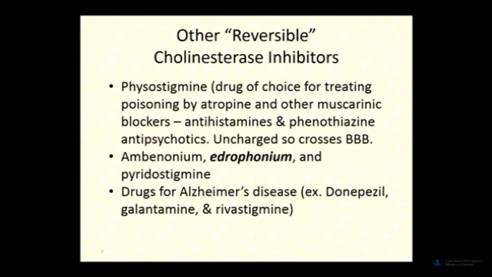Other reversible cholinesterase inhibitors include physostigmine, which is the drug of choice for treating poisoning by atropine and other muscarinic blockers. It can also treat the excess anticholinergic effects of drugs like antihistamines and certain antipsychotics. The drug is uncharged, so it can cross the blood-brain barrier. We talked last time about patients taking multiple drugs that have anticholinergic effects and having that constellation of symptoms. Physostigmine is the drug of choice for reversing those effects. Ambenonium, edrophonium and pyridostigmine are other reversible cholinesterase inhibitors. And then there are some that are used to treat Alzheimer's disease.